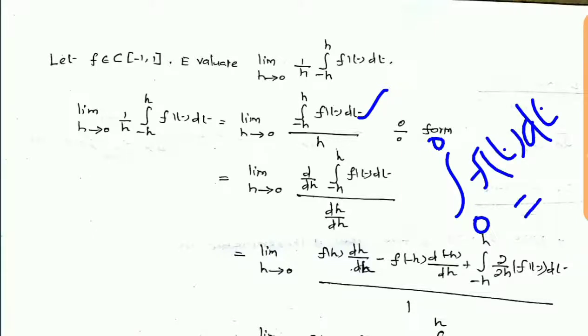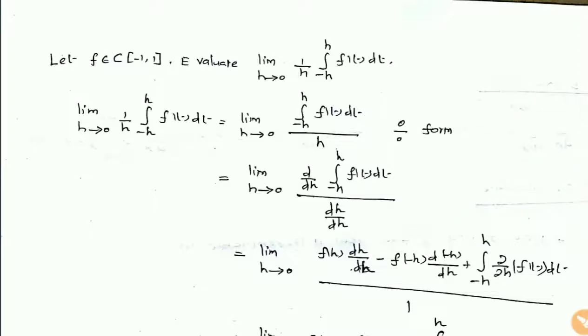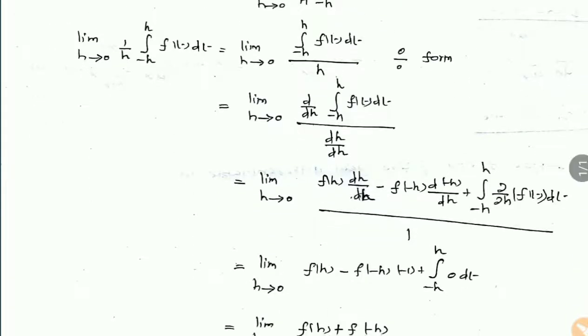So the value of this integral is nothing but 0. So in the numerator I'll get 0. When I substitute h equal to 0 in the denominator, I'll get 0. So I'll get 0 by 0 form. This is an indeterminate form, so we have to use L'Hospital's rule. That means I need to differentiate the numerator separately, and then differentiate the denominator separately.